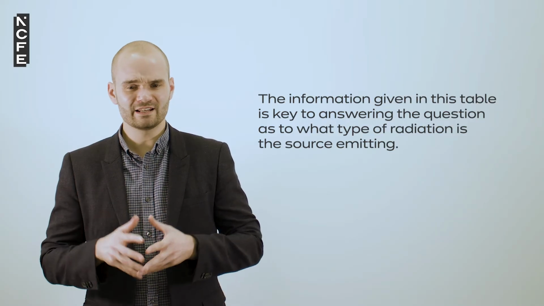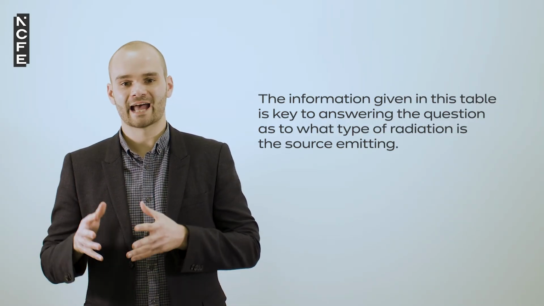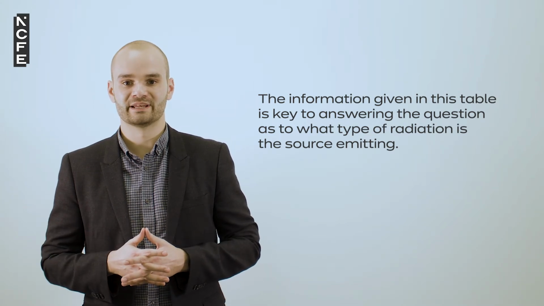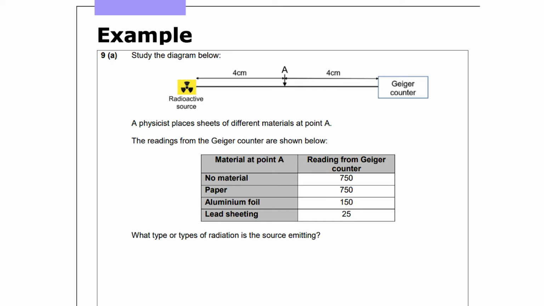The information given in this table is key to answering the question as to what type of radiation the source is emitting. Firstly, we're going to try and answer the question before checking the options. We can see from the table and the readings from the Geiger counter that paper has no effect on the radiation being emitted from the source. This therefore rules out alpha particles as being emitted. Due to its low penetrating power, it would have been stopped by paper and therefore the count rate would reduce.